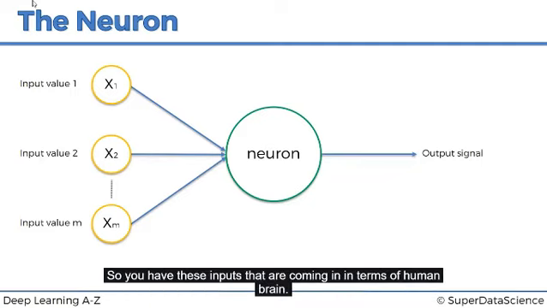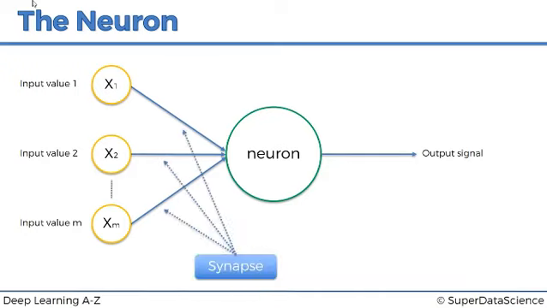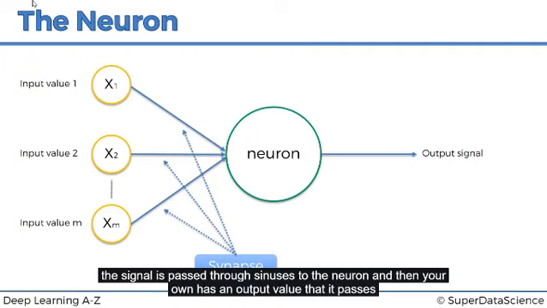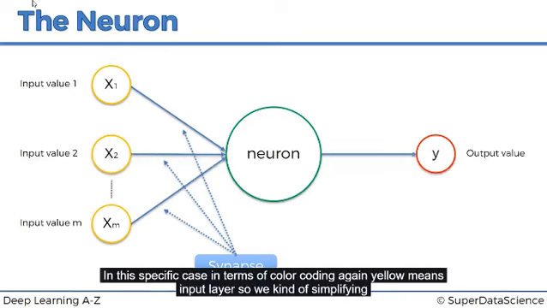And so you have these inputs that are coming in. In terms of the human brain, those are your five senses, and in terms of machine learning or deep learning, that is basically your input values, so your independent variables, and we'll get to that in a second. So your input values, the signal is passed through synapses to your neuron, and then your neuron has an output value that it passes further on down the chain. In this specific case, in terms of color coding, again, yellow means input layer.